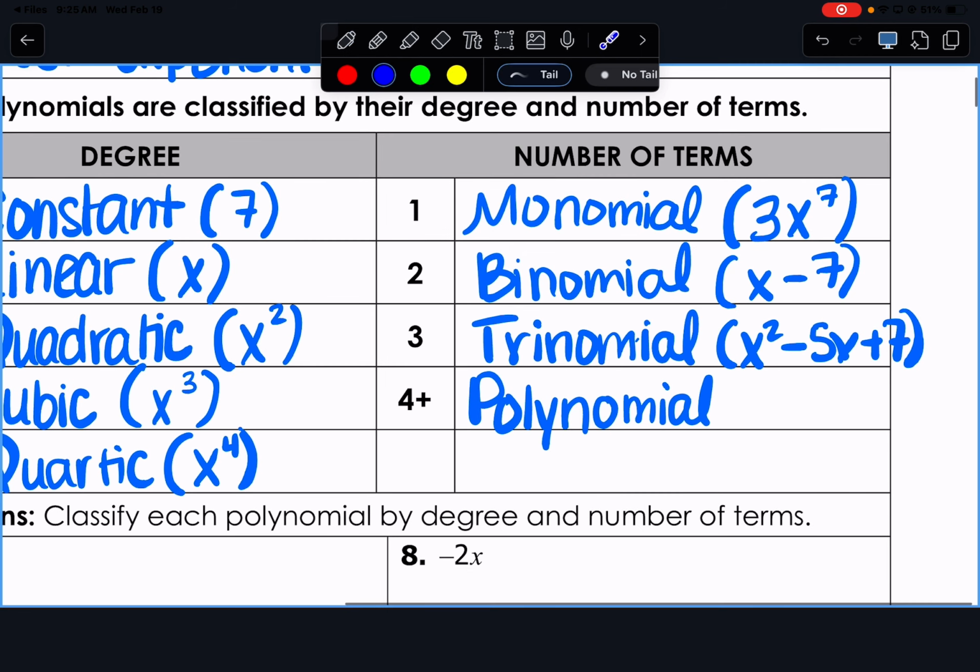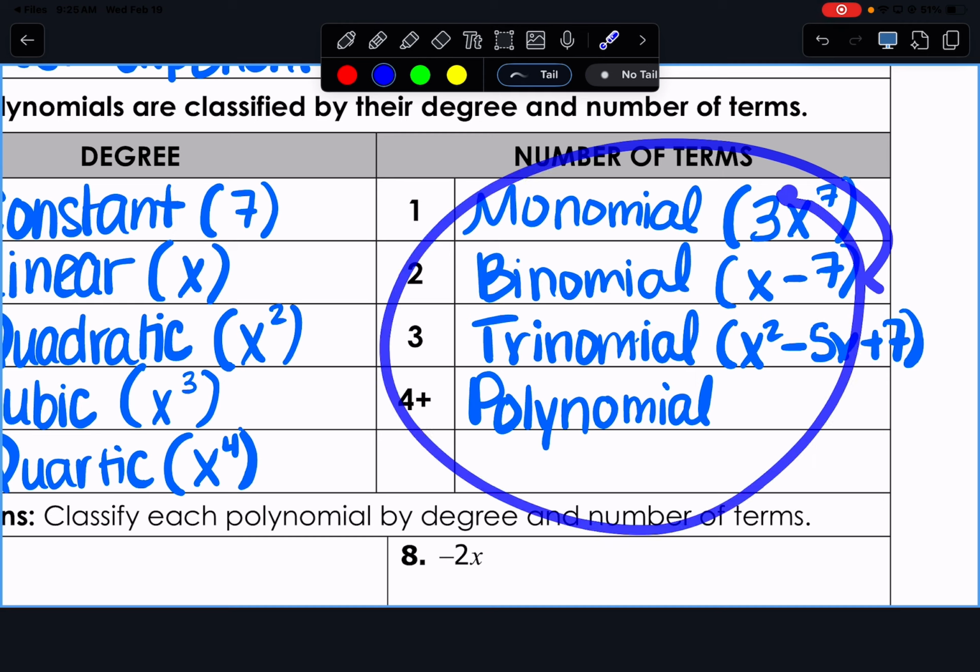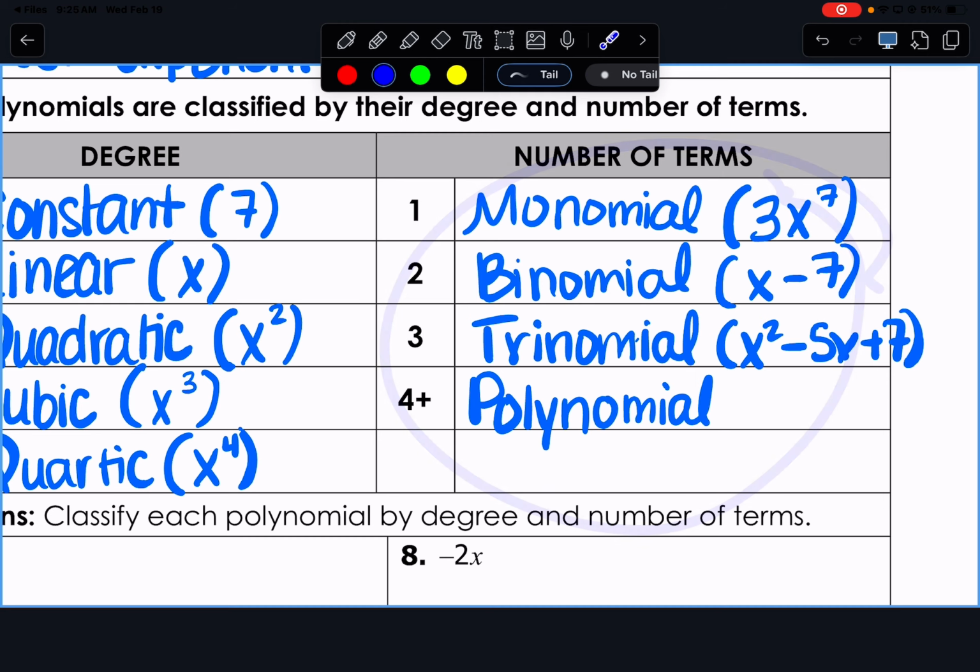So it has 2 terms. It has 3 terms. That's all it means: it's literally just 1 term, 2 terms, 3 terms, or 4 or more. Now we can use the term polynomial to describe any of those, but we have to use polynomial when it's 4 or more.